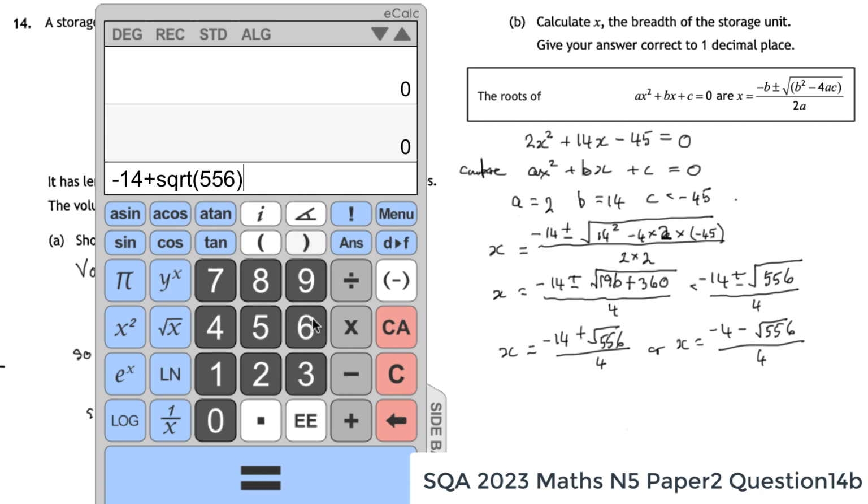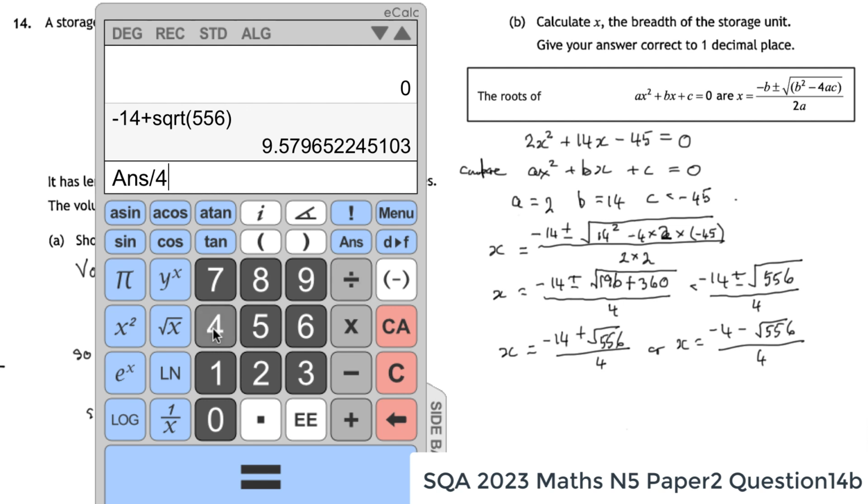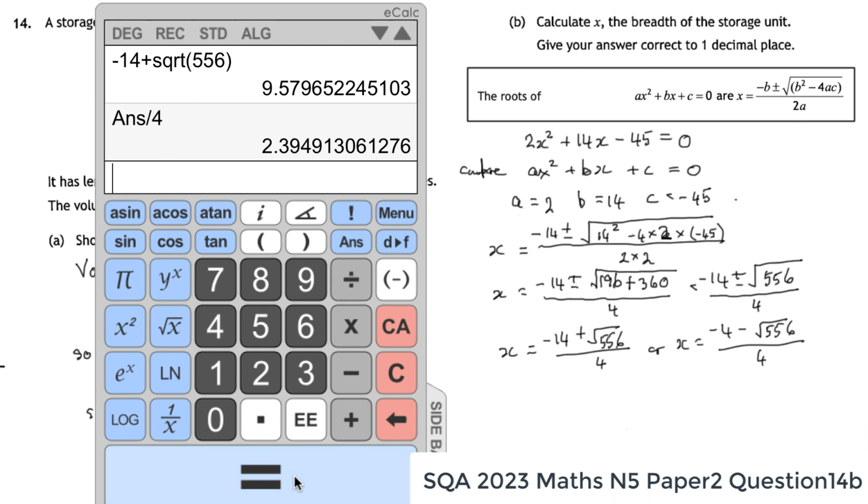Now, steady on. We've divided the whole of the top line by 4, not just this last piece. So we'll need to work out the whole of the top line first. And that's what we get, and that's what we've to divide by 4. And that gives us, let's write this down, 2.39 and so on.